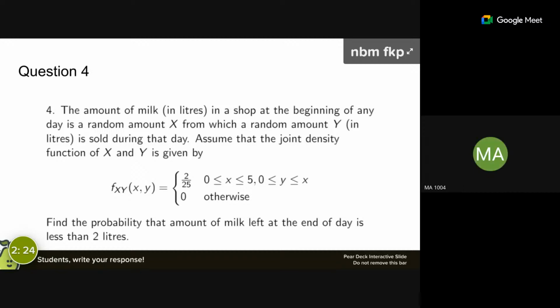I am not asking for the answer. I am asking what x minus y is. The milk amount left, the milk that remains. Okay, so that's the question: find the probability that the amount of milk left at the end of the day is less than 2 liters. So I gave you the hint, x minus y. Yes, x minus y less than 2 liters. So just go ahead.